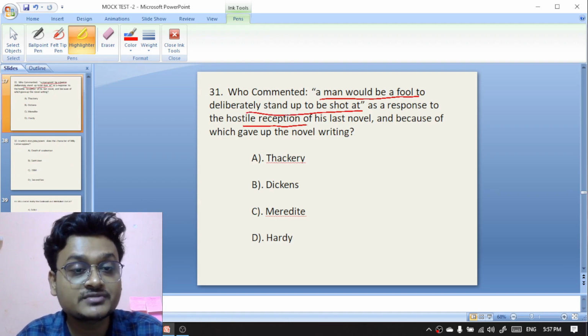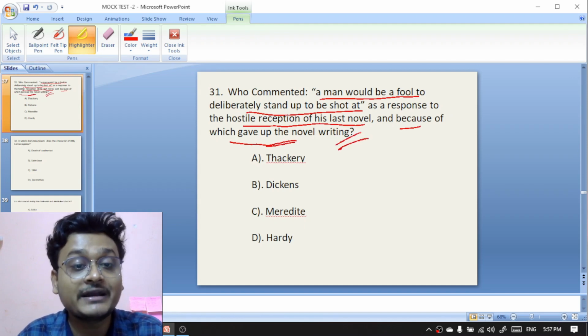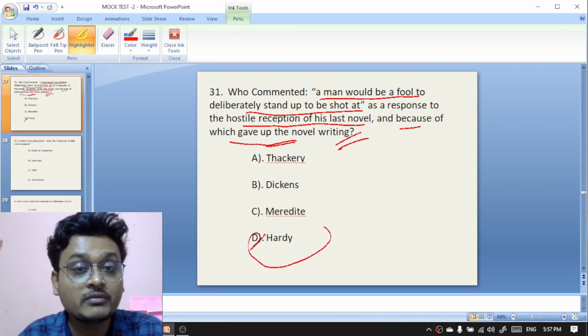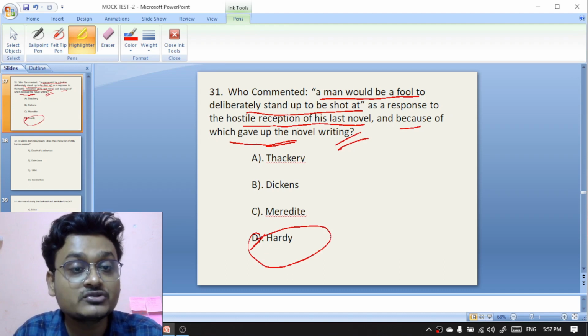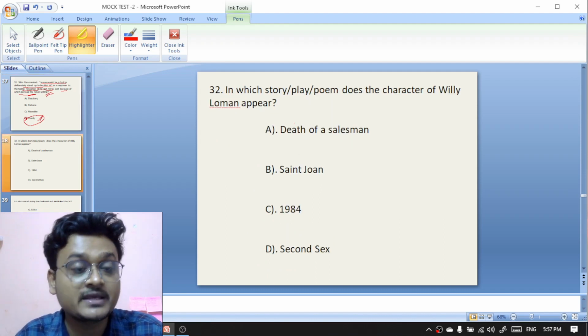Next question: who commented, a man would be a fool to deliberately stand up to be shot at, as a response to the hostile reception of his last novel, and because of this he gave up novel writing? It was Thomas Hardy. A man would be a fool to deliberately stand up to be shot at. So it was said by Thomas Hardy, and he gave up his novels.